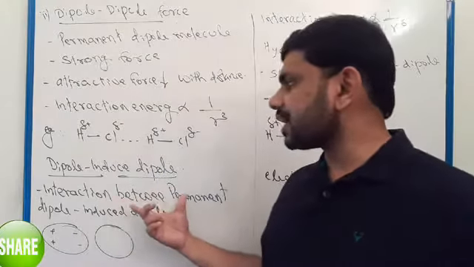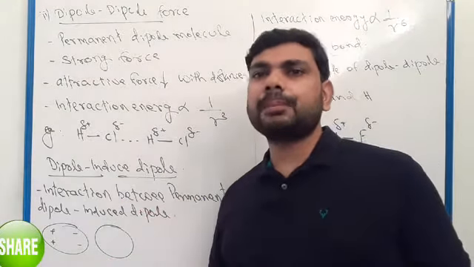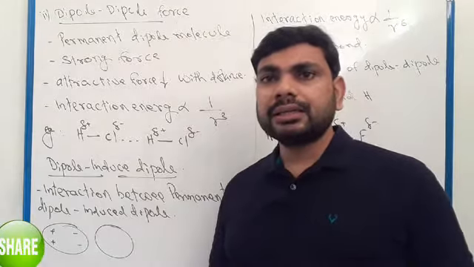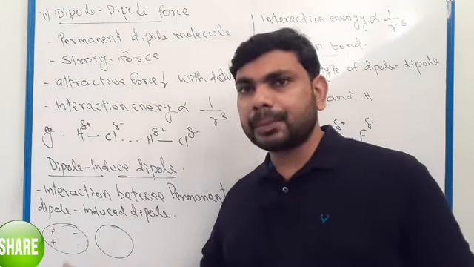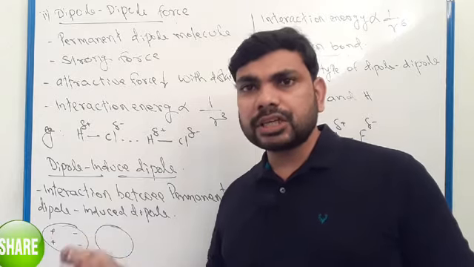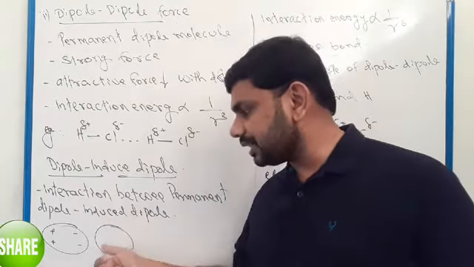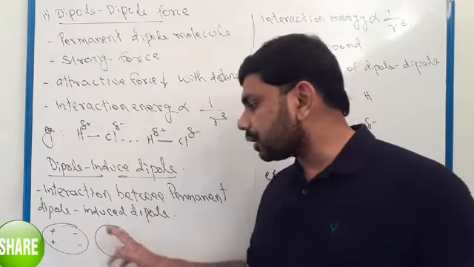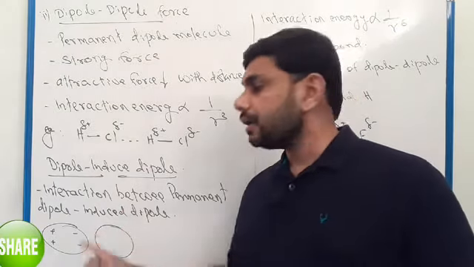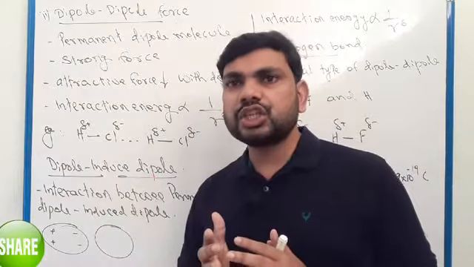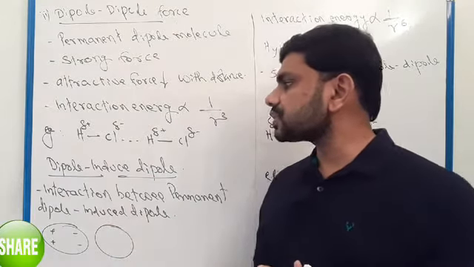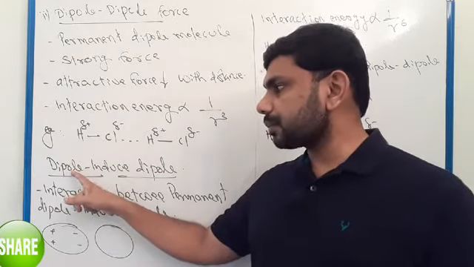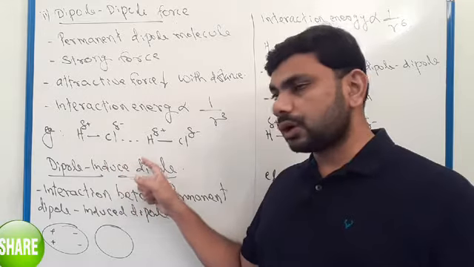Next we have to understand induced dipole attraction. Dipole-induced dipole attraction means there is a permanent polar molecule, a permanent dipole molecule. This permanent polar molecule will induce polarity on a non-polar molecule. Then these two molecules will attract each other. This type of attractive force is called dipole-induced dipole attraction. One is the dipole, a permanent polar molecule. The induced dipole is actually a non-polar molecule.